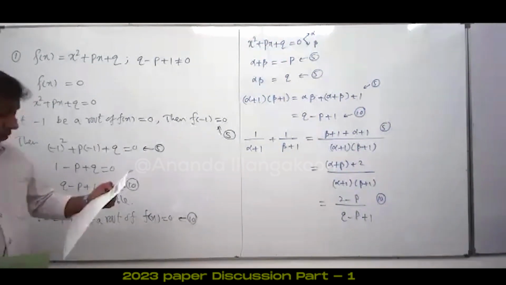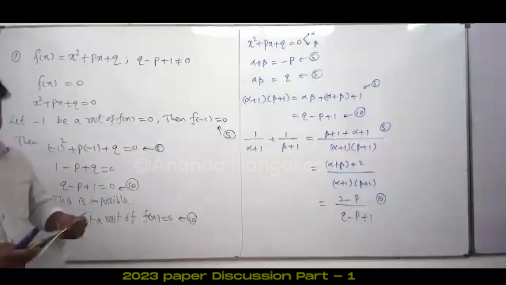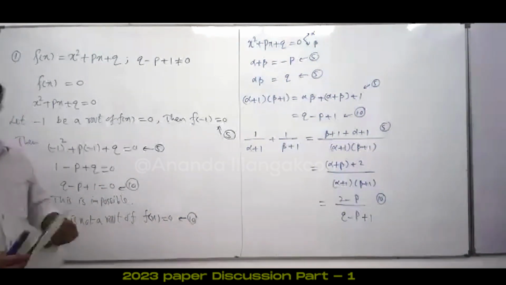Then show that the quadratic equation with 1 upon alpha plus 1 and 1 upon beta plus 1 as its roots is this. Right. Quadratic equation with these roots.